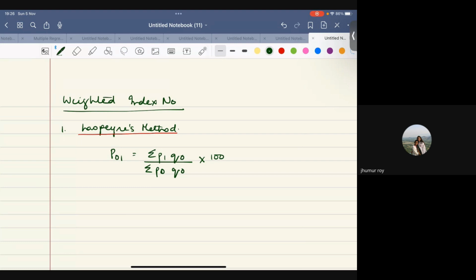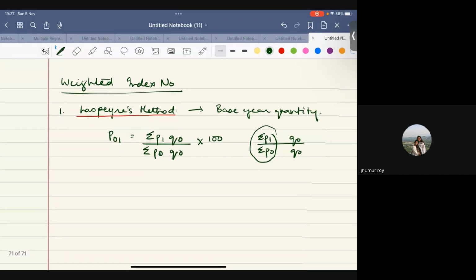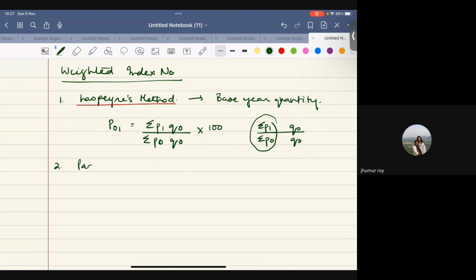Please remember, I'll just explain how this formula is easy to remember. Always remember that we will be writing sigma P1 and sigma P0. The only thing is that in this case, we are taking base year quantity, so we are writing Q0, Q0. Is it clear? This portion of your formula will remain the same for all the formulas that I'm writing. You only have to remember that in Laspeyres' method, we use base year quantity. Now, when we go to the second method, it is called Paasche's method.